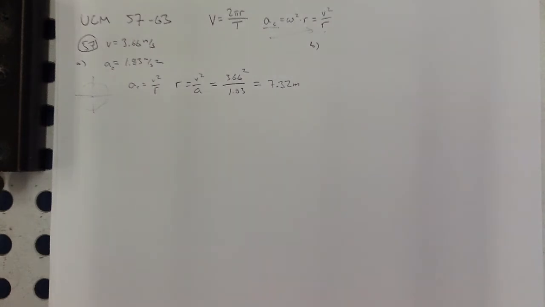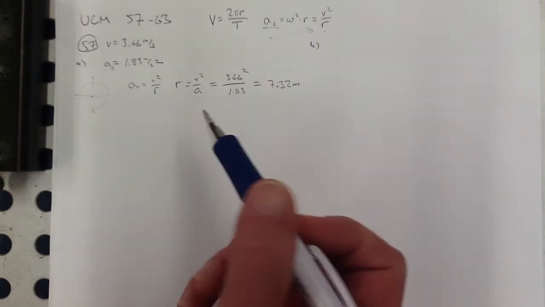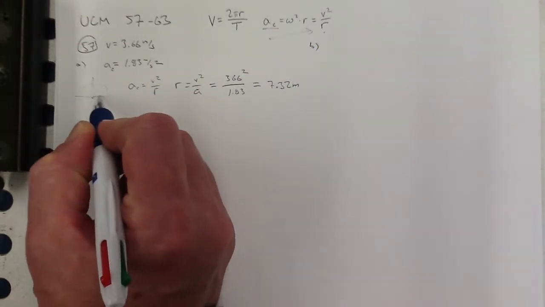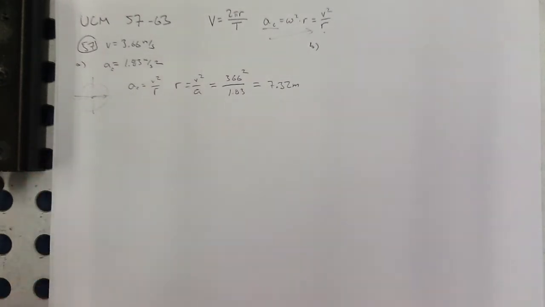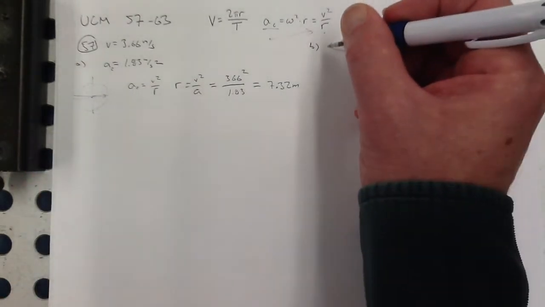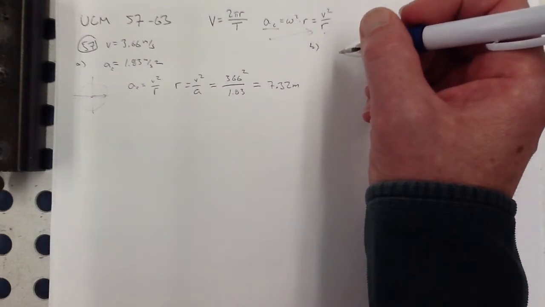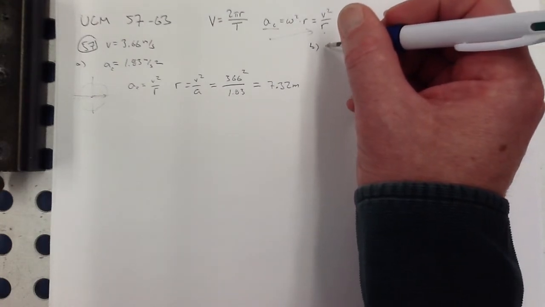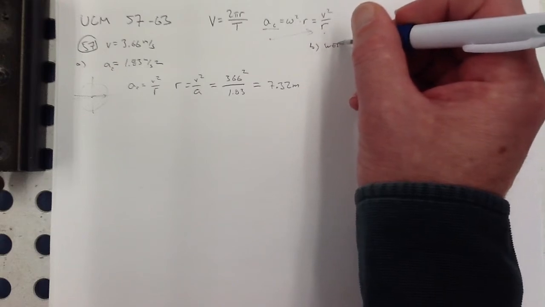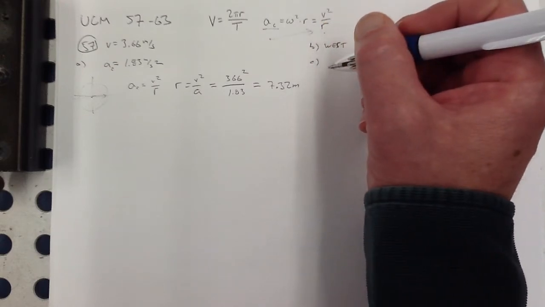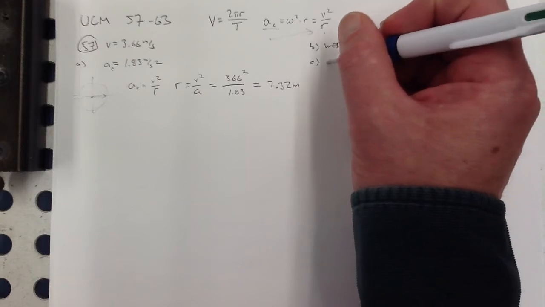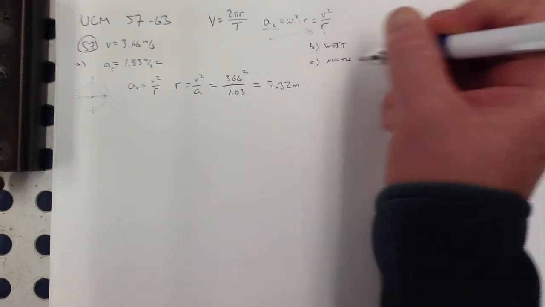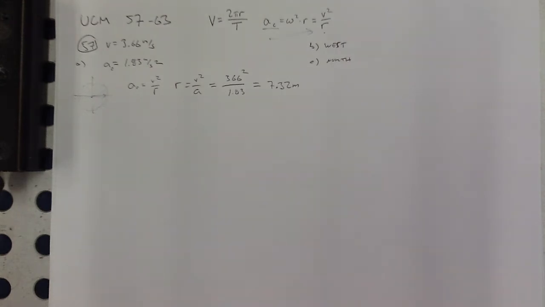Part B. What is the direction of r when a is directed due east? Well, the position, coming from the origin, and the acceleration are always going to be opposite to each other. So for part B, when the acceleration is pointing east, the position will be going west, since they're opposite. And when the acceleration is pointing south, the position will be pointing north. And that's it.